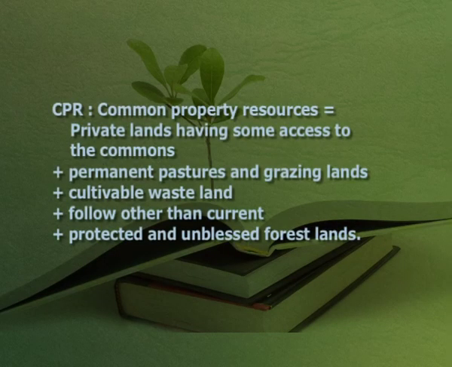CPR, which is known as common property resources, is equal to private lands having some access to the commons, plus permanent pastures and grazing lands, plus cultivable wasteland, plus fallow other than current, plus protected and unclassed forest lands.